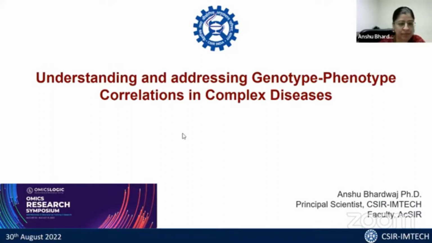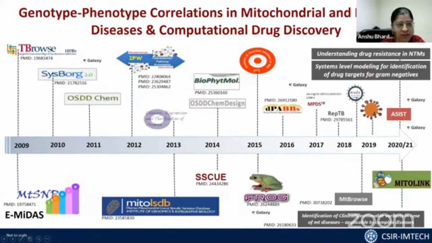So my lab primarily works in two domains. One is genotype-phenotype correlations when it comes to infectious diseases as well as mitochondrial diseases. And the second vertical, which is a smaller component, is computational drug discovery. As you can see here, there are several projects that we have done over the years. But today I have selected projects on the bottom panel of this timeline, which are mostly to do with mitochondrial diseases, because I thought genomics is basically picking up the pace. So it's important that we understand the genomics basics in terms of where we stand today.